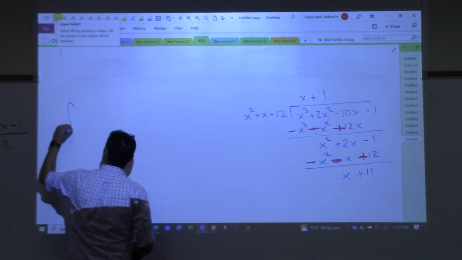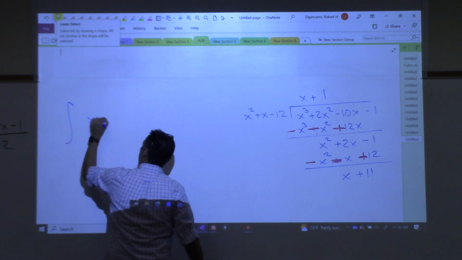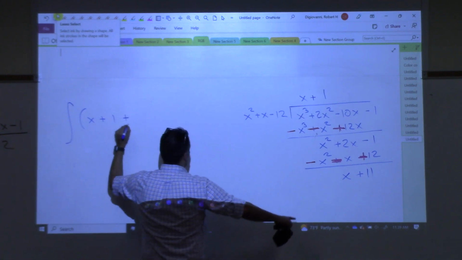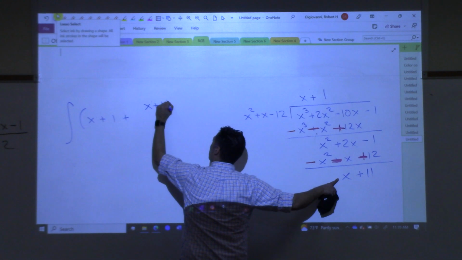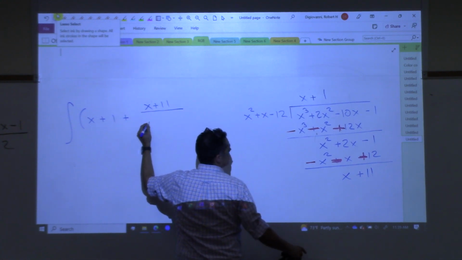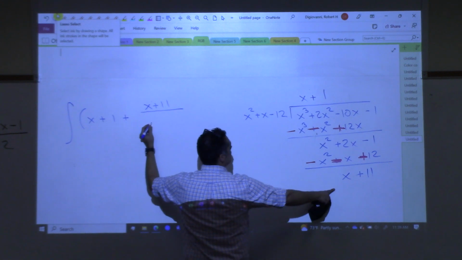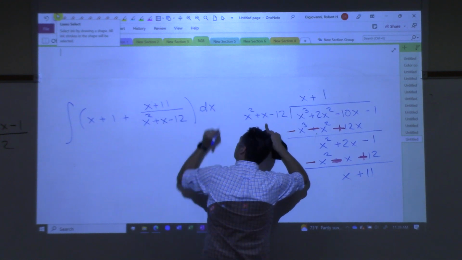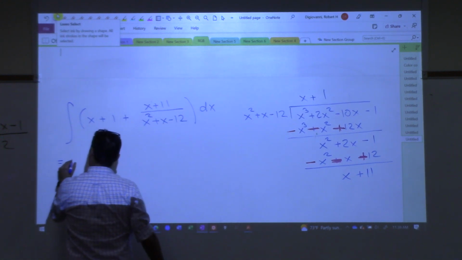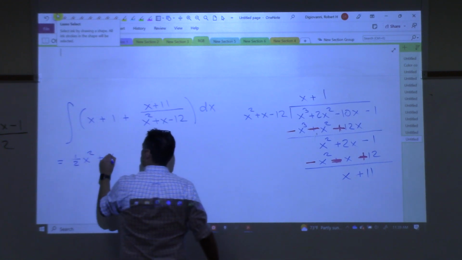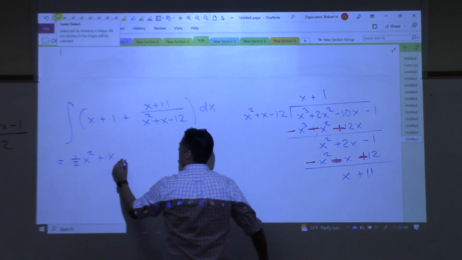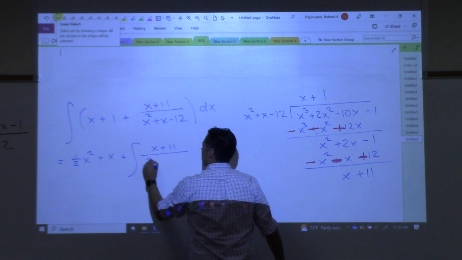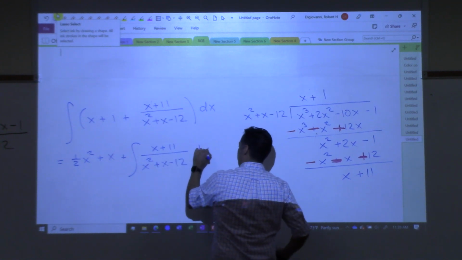So now I have this integral. I'm going to have the x plus 1 in here. Those I'm happy to see. I can integrate those straightforwardly. Now I look at my remainder, x plus 11, over my divisor. Let me go one more step before we do anything else: 1/2 x squared plus x, the antiderivatives of those two, respectively. And then plus the integral of x plus 11 over x squared plus x minus 12 dx.